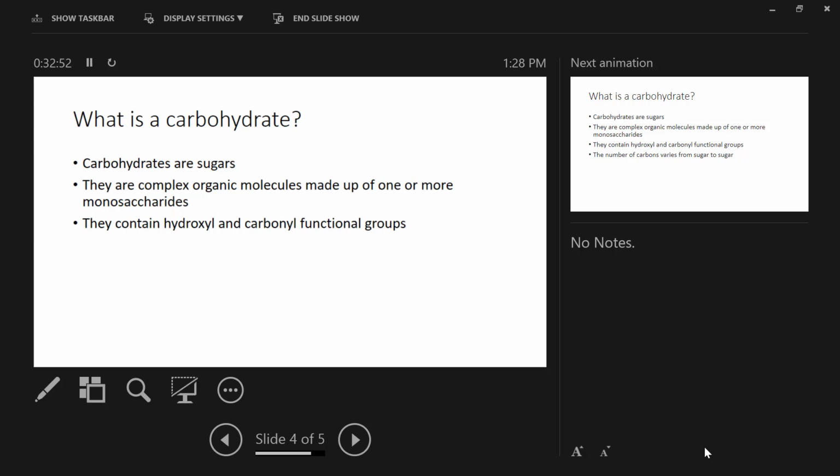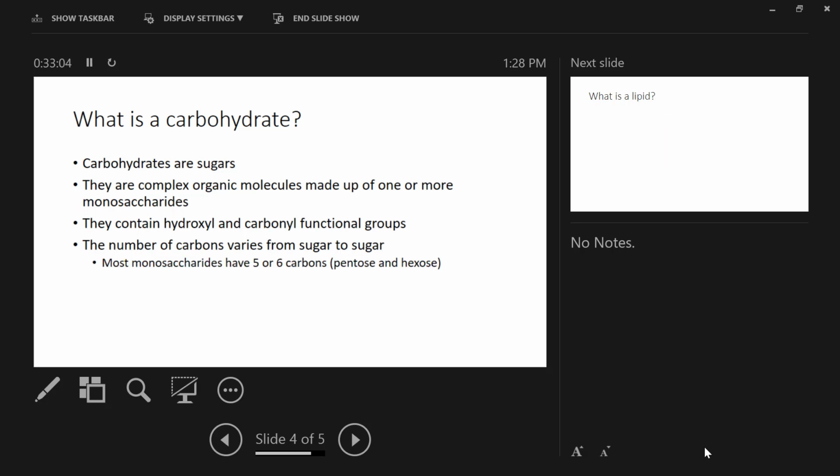It's just nice. Okay, a little bit more about carbohydrates. The number of carbons varies from sugar to sugar. Most monosaccharides have either 5 or 6 carbons. 5-carbon sugars, we call them pentoses. 6-carbon sugars, we call them hexoses.